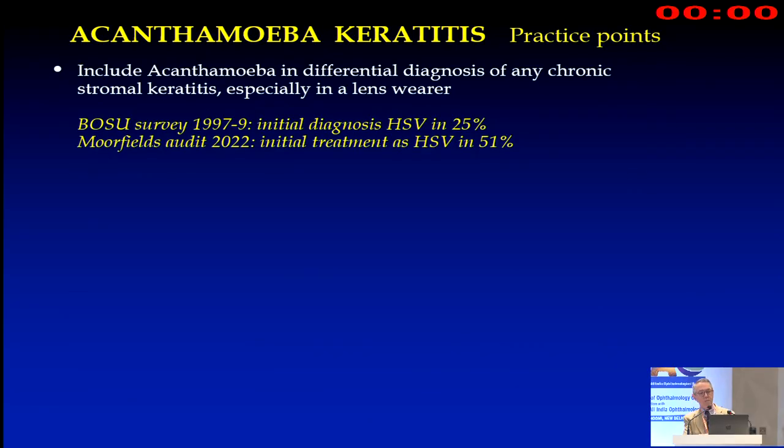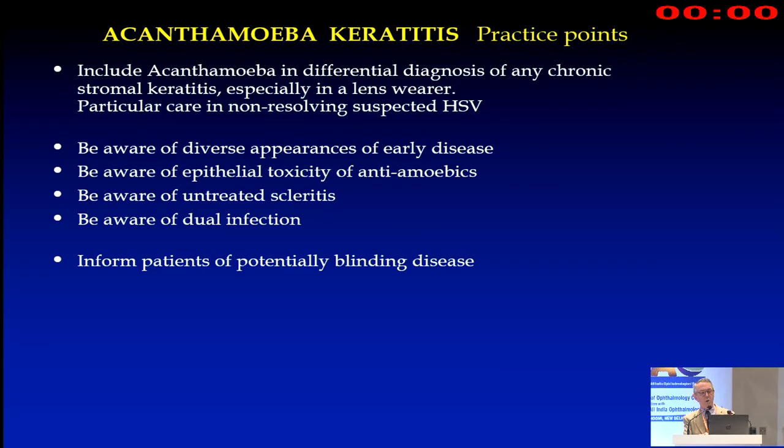So to conclude, include acanthamoeba in the differential diagnosis of any chronic stromal keratitis, especially in a contact lens wearer. Be particularly aware of assumed non-resolving HSV. Be aware of the diverse early appearances of disease, untreated scleritis, superinfection with other pathogens, and always inform patients about a possibly very severe disease course. Thank you. I hope you find that helpful.